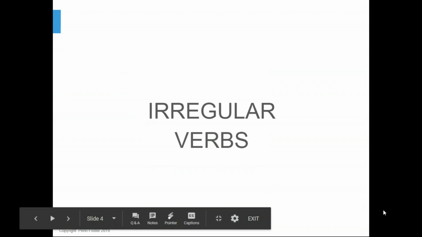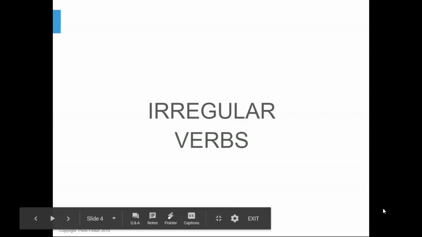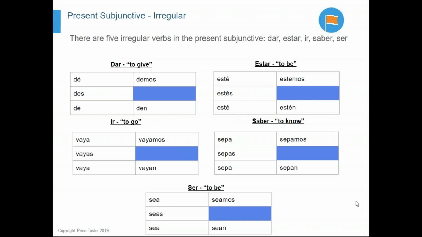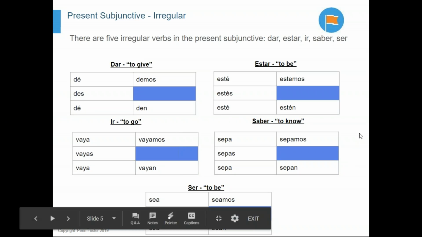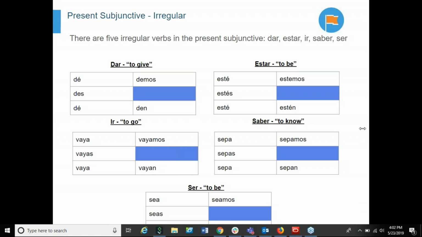Okay, so in today's webinar, we will continue with the subjunctive and transition from regular verbs, which we discussed in part one, to irregular verbs and the various subjunctive tenses, as well as commands, which will be a topic as we go on. So we're going to begin with the 5 irregular verbs in the present subjunctive tense. These 5 on the screen here, dar, estar, ir, saber, and ser, are the only 5 irregular verbs in the present subjunctive. And you can see their conjugations within each conjugation chart.